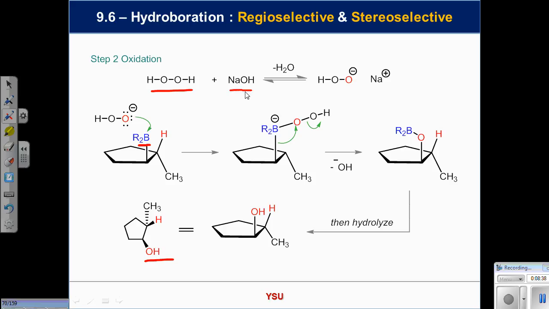I've got sodium hydroxide, which is strongly basic, and I have something that's not strongly acidic, but it's acidic enough. So I can think of this as a Na plus OH minus thing. Base goes after acid, and I take this off. And what I end up with is this guy. And this is the peroxide anion, right?